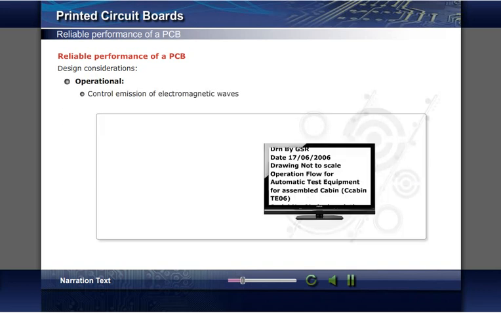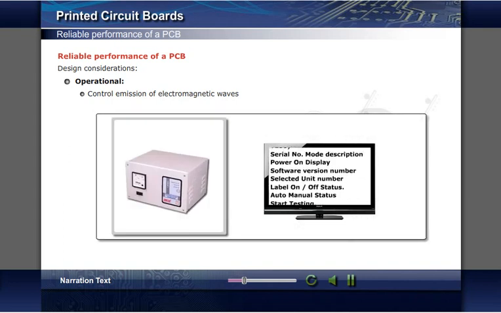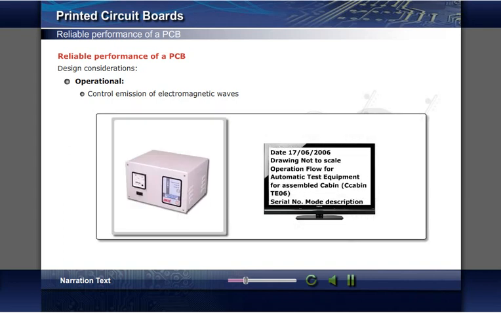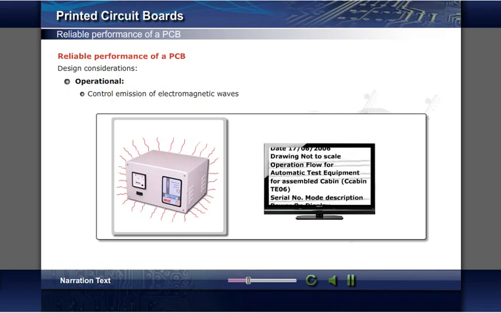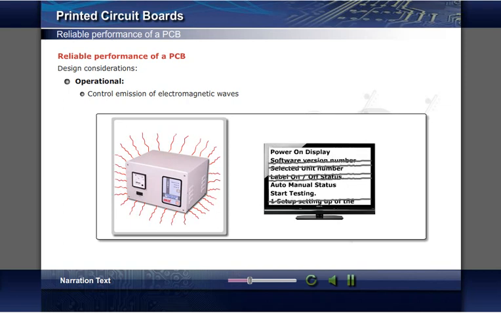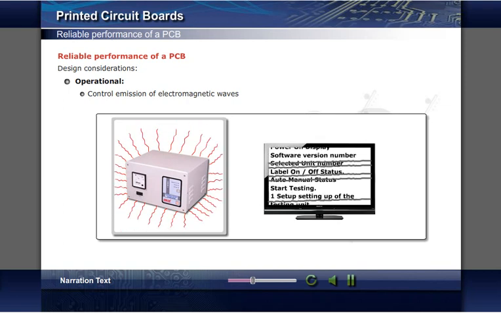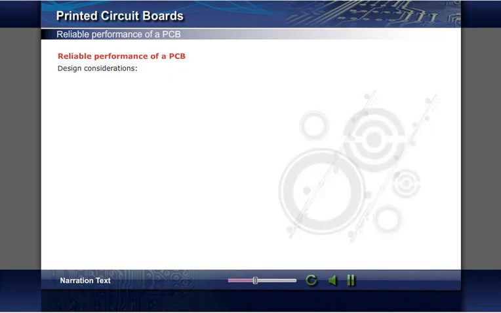Powered up assembled printed circuit boards can emit electromagnetic waves. A good PCB design must incorporate a way to control emission of electromagnetic waves. These generate noise or unwanted signals, interfering with the functionality of other electronic components and devices in the vicinity.